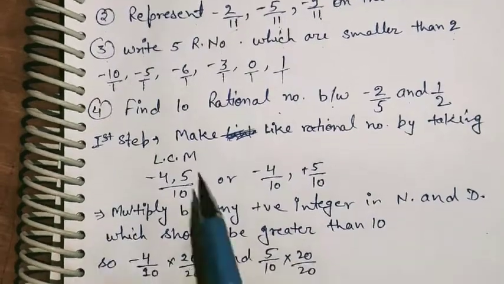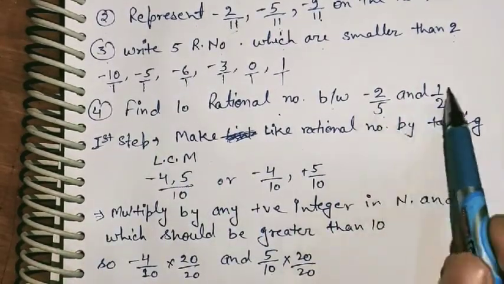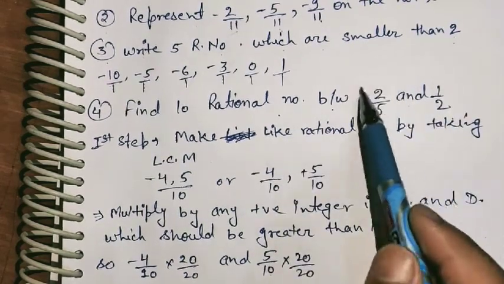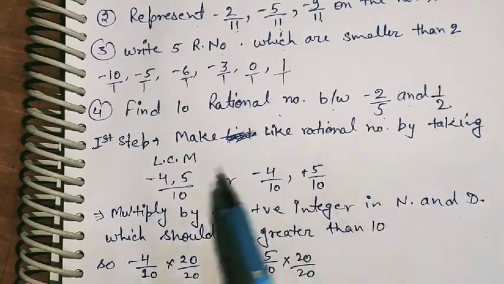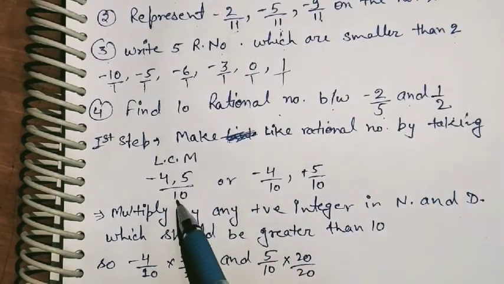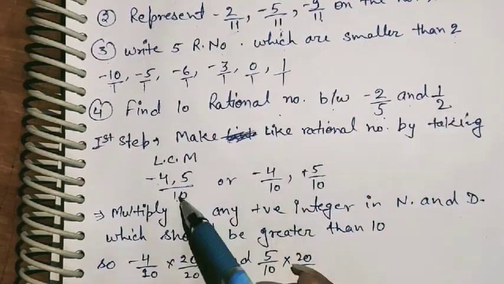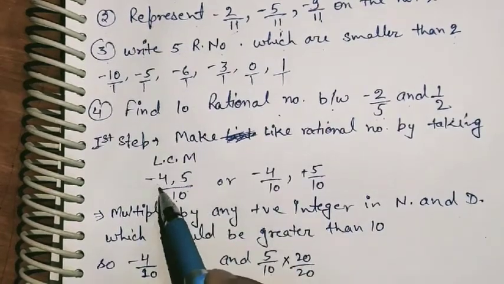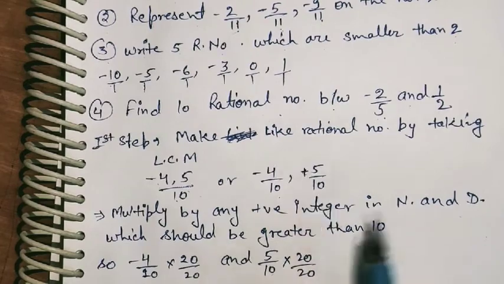Fourth question, find 10 rational numbers between minus 2 by 5 and 1 by 2. What is the first step? First step is to check whether the given rational numbers are like rational numbers or not. As we can see, they are not like rational numbers. So what you have to do is take the LCM of the denominators. The LCM is 10. Then we can write minus 4 by 10 and 5 by 10.